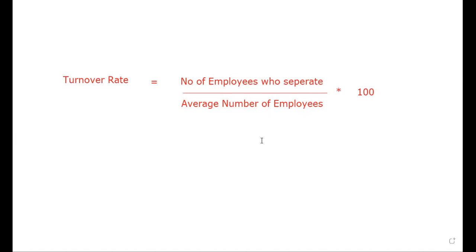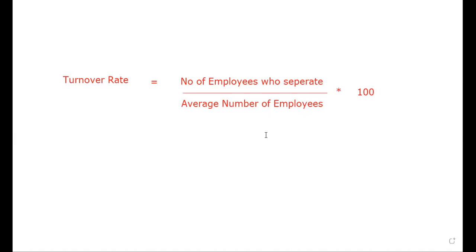Due to that absenteeism, we are told that out of the average number of employees, 800. So of course, you've been given the average number of employees, which is 800. That one has been given. The other thing is 120 of them resigned.